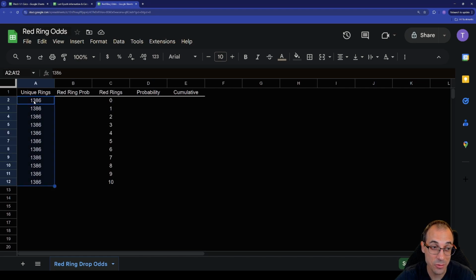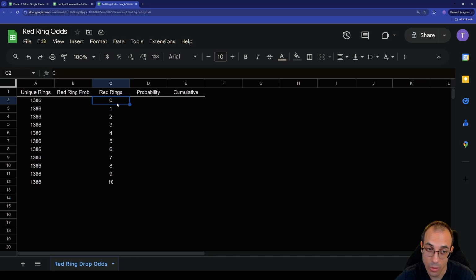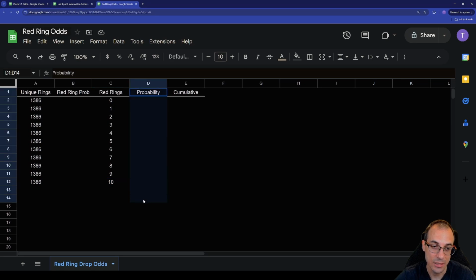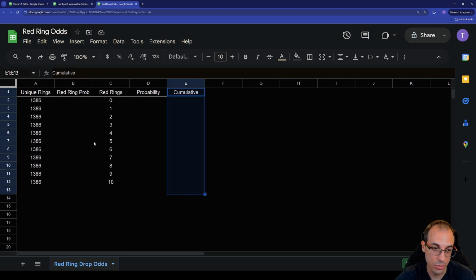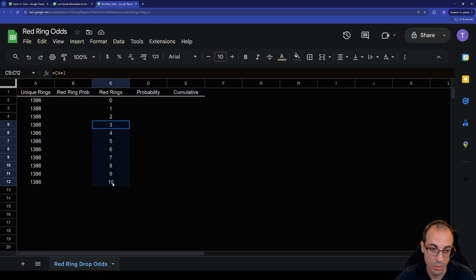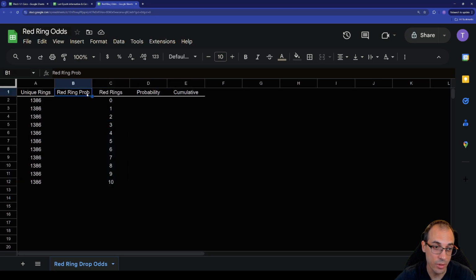Anyways, we dropped 1,386 unique rings that day, and what we're trying to figure out is what is the probability, having dropped that many rings, to have had zero red rings, or one, or two, or three, etc., all the way up to 10 on that day, as well as what is the cumulative probability to have dropped, let's say, something like 3+. And that requires for us to know the exact chance of a red ring drop. That's where we're going to get started. We're going to figure out the exact probability to get a red ring drop.